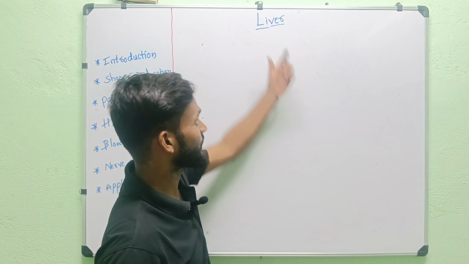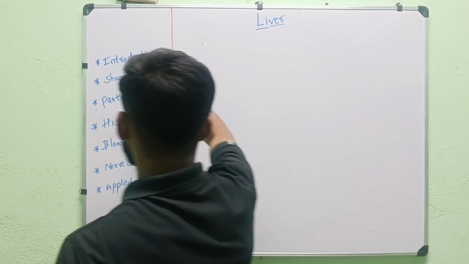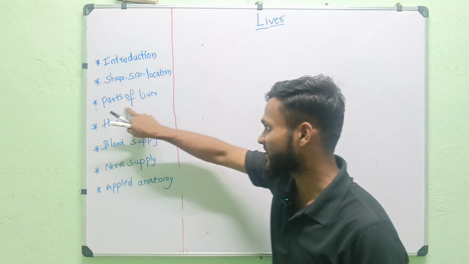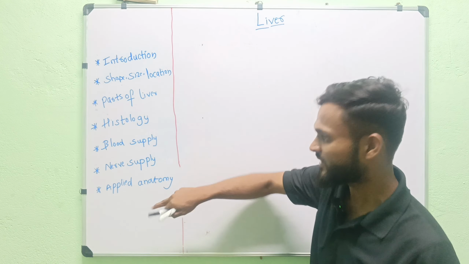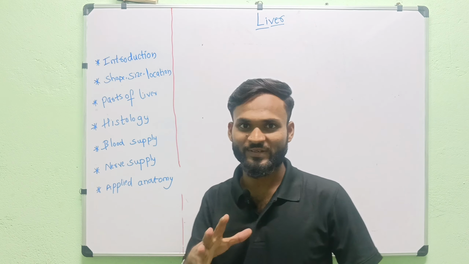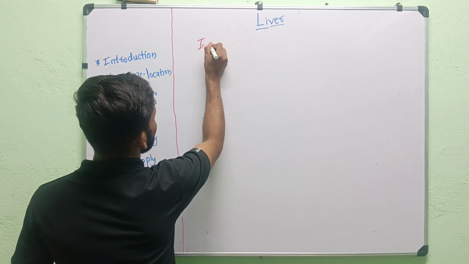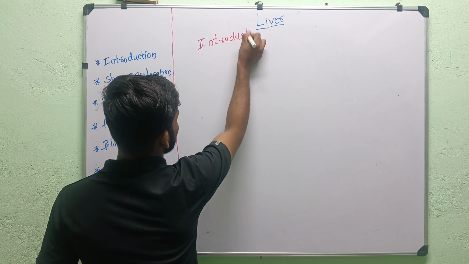In this class we are going to discuss in detail about your liver, such as introduction, then shape, size and location of your liver, then parts of liver, then histology of liver, then blood supply, then nerve supply, then applied anatomy of your liver. Let's start the class with the introduction of your liver.